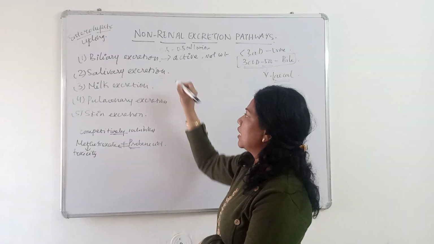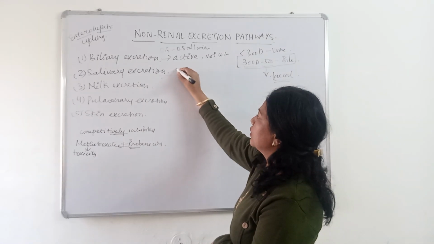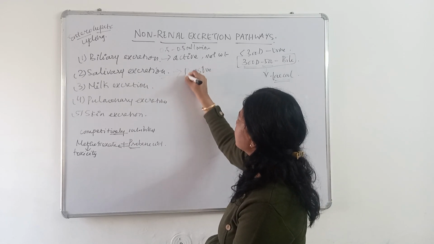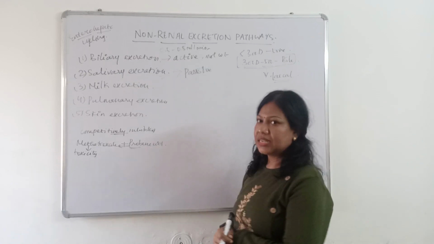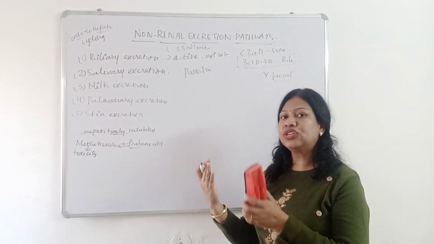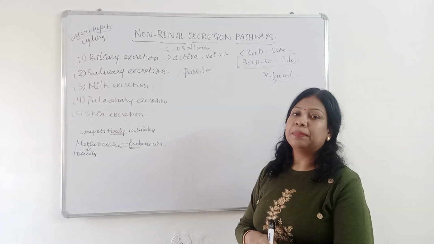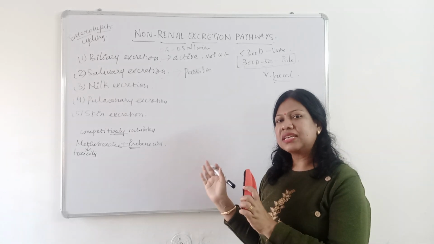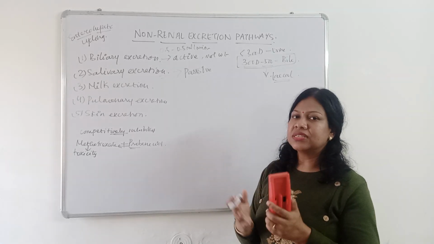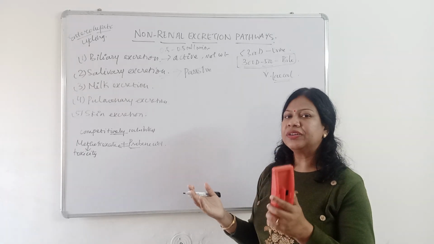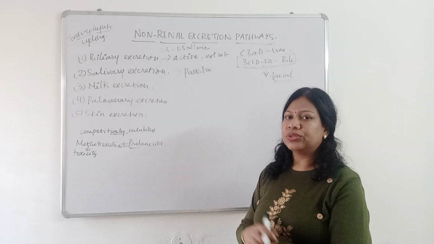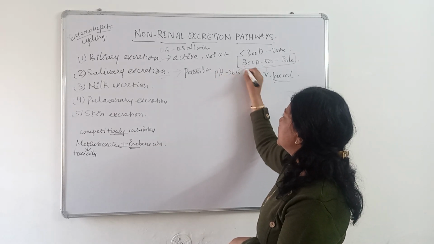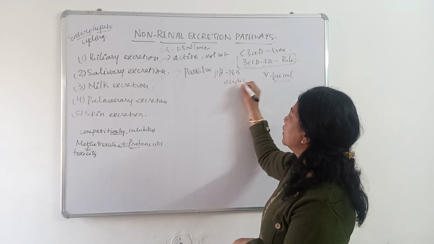So the next excretion is salivary excretion. What type of transport takes place in salivary excretion? It is passive. Salivary excretion is a passive process. That means the drug movement from the blood to the saliva is by passive transport mechanisms. Why is it passive? When there is high concentration in the blood and low concentration in the saliva, the drug movement will take place from blood to the saliva, and the pH of saliva is about 6.5, which is slightly more acidic than that of the blood pH.